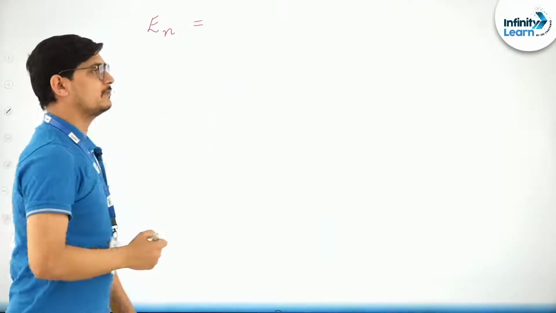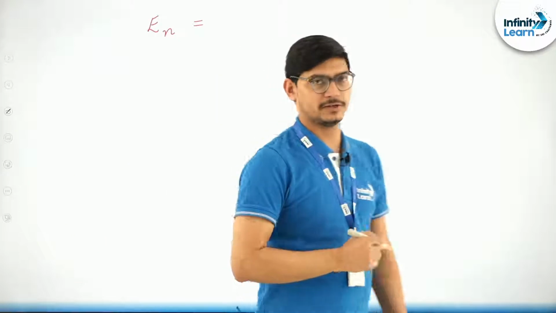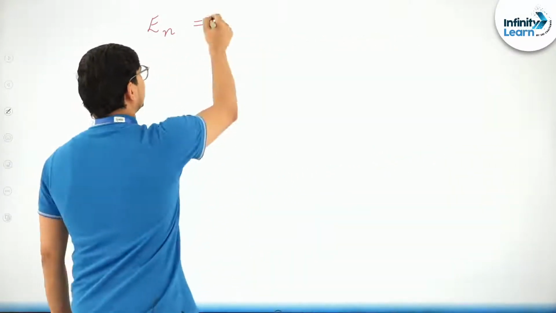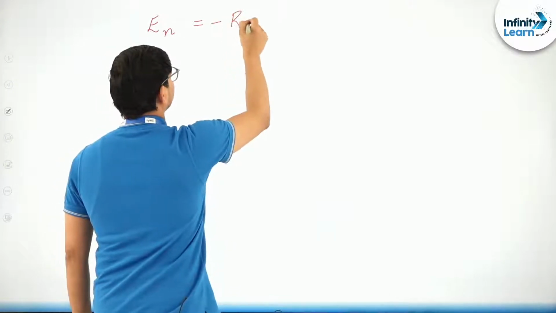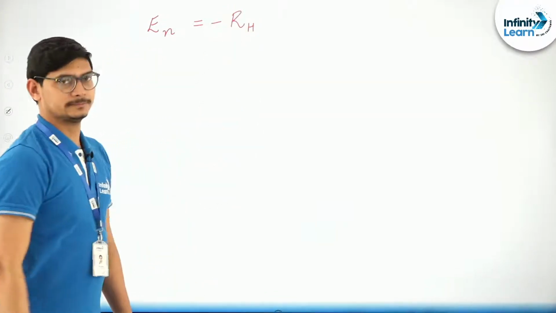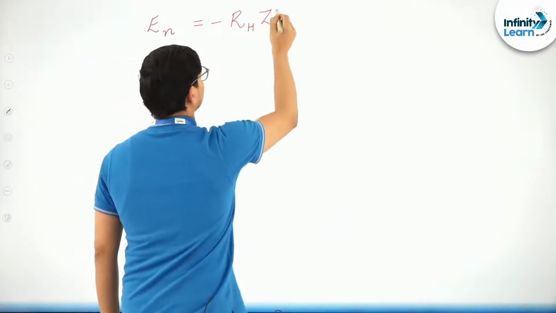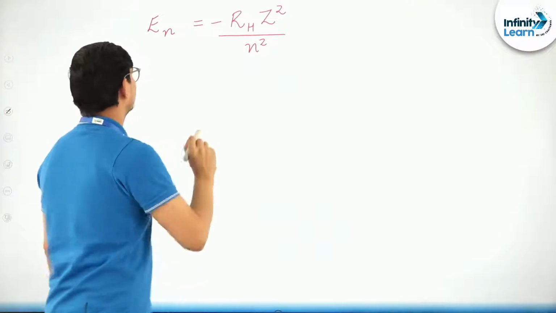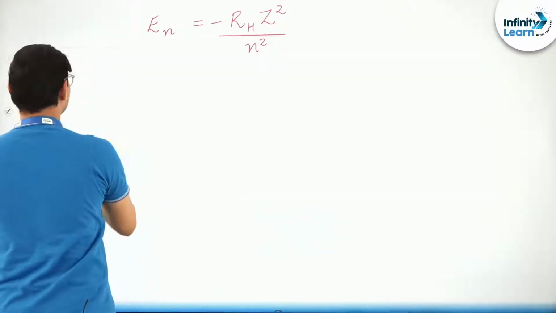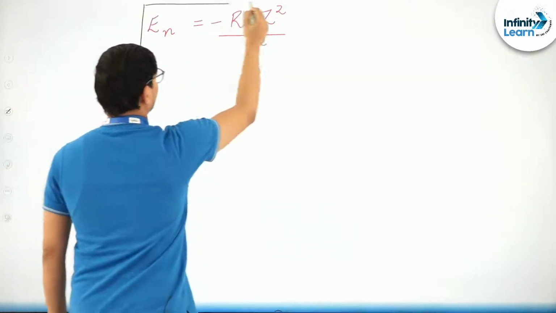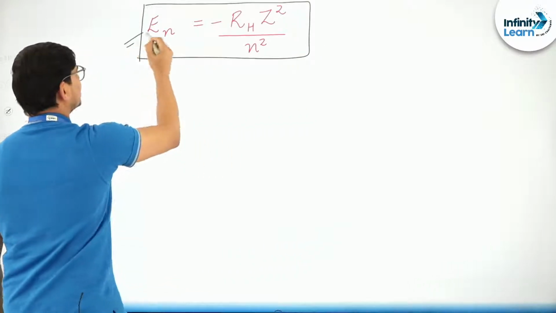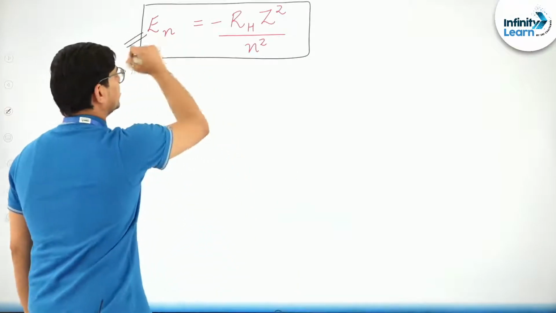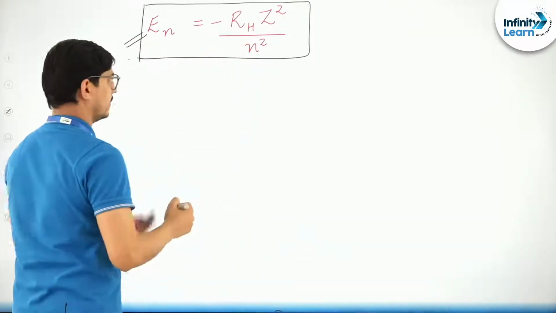So can you guys tell me what is the expression for the energy of electron in hydrogen atom? It is negative of Rydberg constant, right? Z square divided by n square. So this is the formula that you guys should remember, because using this formula alone you can solve a lot of questions. You don't have to remember many formulas, right? So the energy of electron in nth orbit is negative of Rydberg constant. We will come to that.